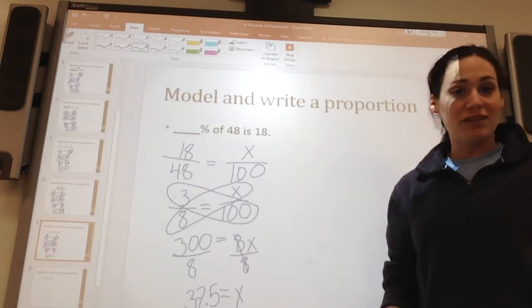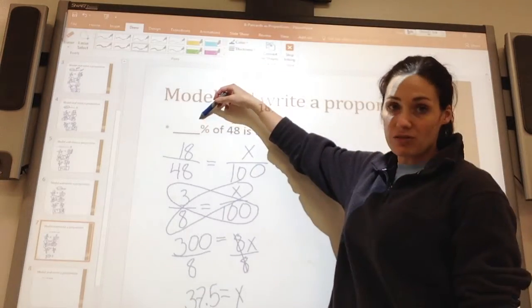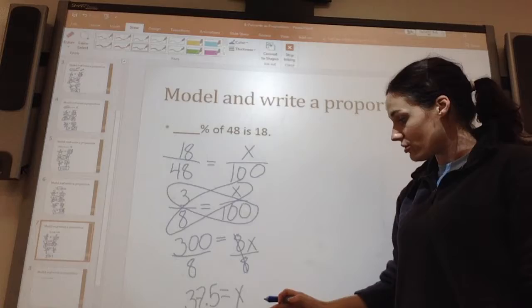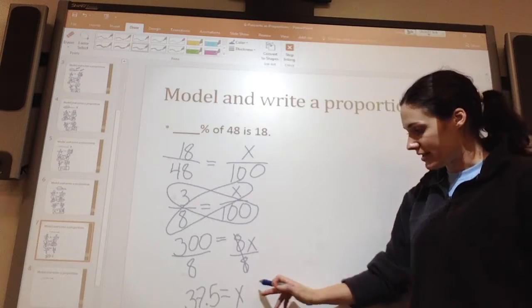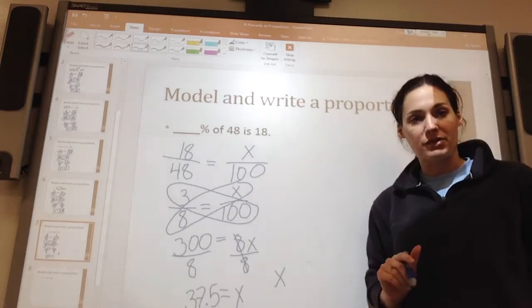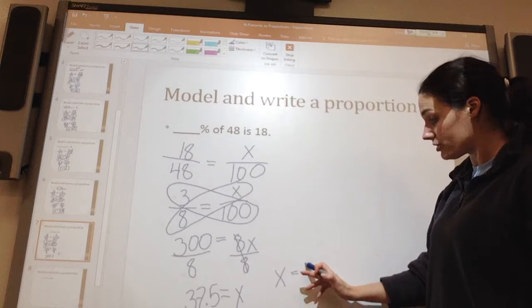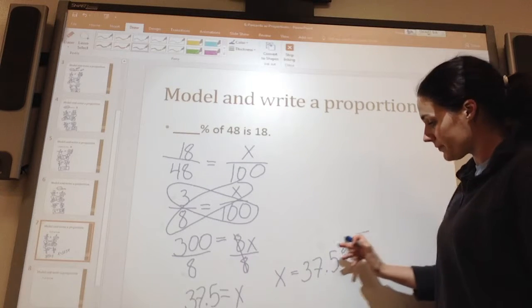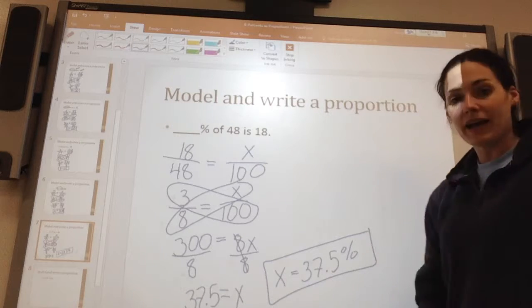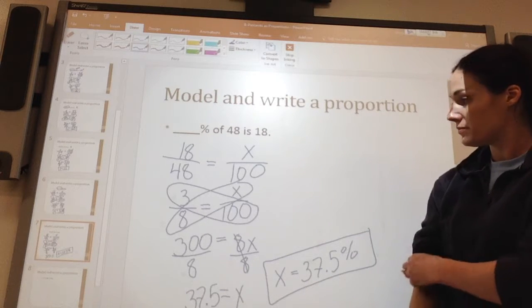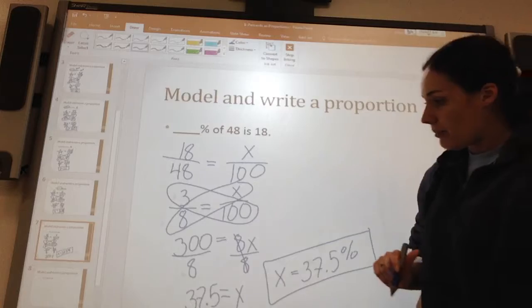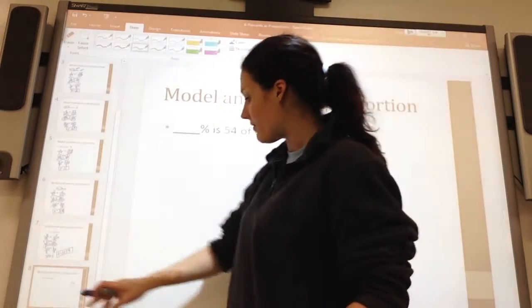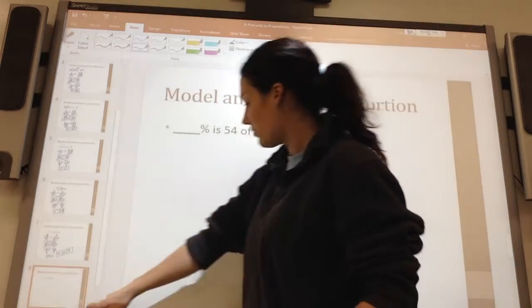And how many of you did the last step of answering as a percent? So I'm going to rewrite this because it's going to bother Taylor that I wrote this backwards anyway. So I'm going to say x equals 37.5%. And that should be the answer. Okay, let me see what else we've got left here. That's the same kind.